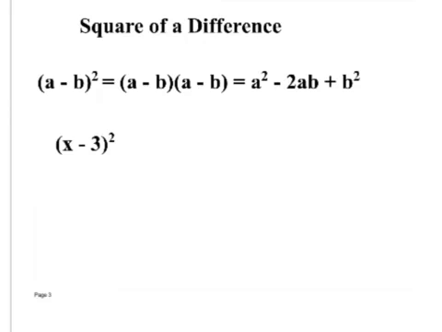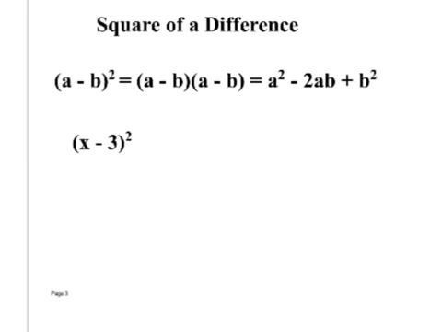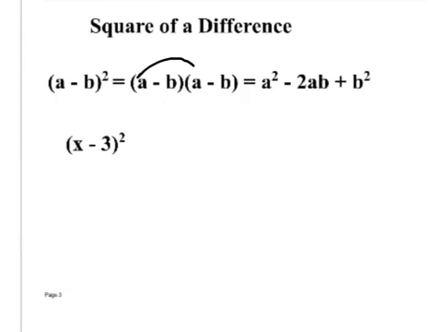This is the square of a difference. The first one was the square of a sum, where it was a plus b. This is a square of a difference where it's a minus b, and we're squaring it. So we take a minus b times a minus b. If we were to FOIL it, first, outer, inner, last, you have a times a, which is a squared. A times negative b, which would be negative ab. Negative b times a, which would be negative ab. So we add those, you get negative 2ab. And then you have negative b times negative b will give you positive b squared.